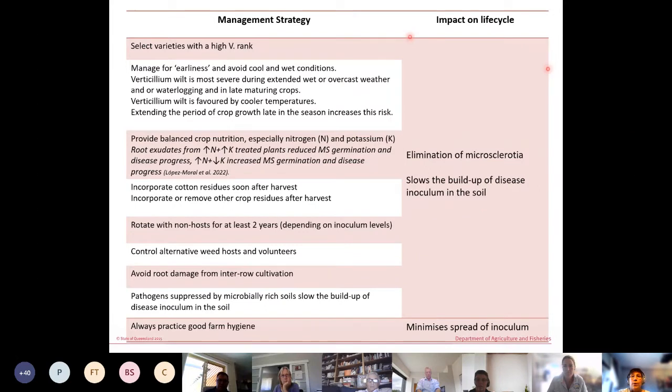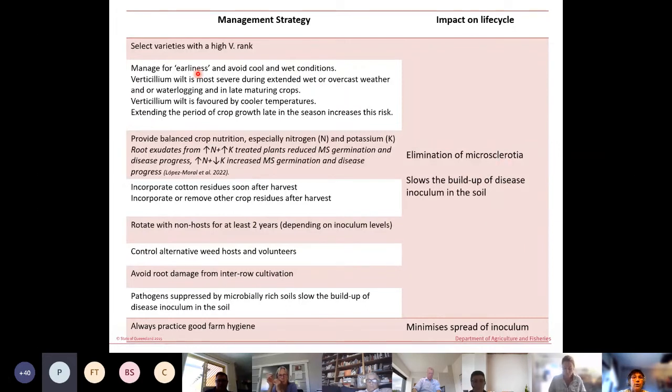So I've been asked just to briefly talk about all those management strategies and what part of the life cycle is actually being impacted. When we look at all of these, all of them are either eliminating microsclerotia or slowing the build-up of disease, slowing the build-up of the inoculum. So all of these management strategies are directed to do this.